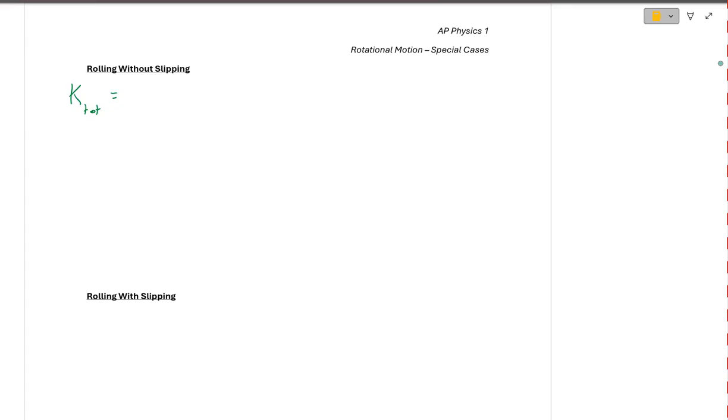my total kinetic energy is made up of two kinds, our normal kinetic energy and our K rotational. The word that AP likes to use instead of linear is translational. So this is translational kinetic energy, which also means linear. And that's our rotational. So two terms for the same thing.